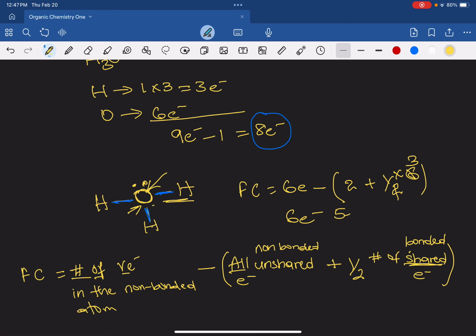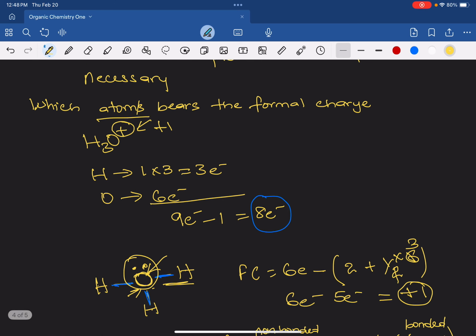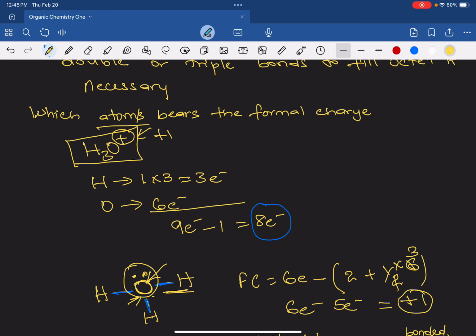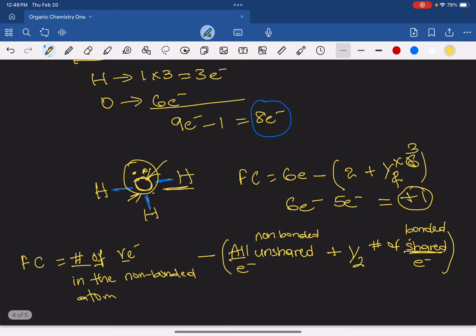6 electrons minus 5 electrons is equal to plus 1, which is the formal charge on your oxygen, which is why your formula is H3O plus. This plus is on the oxygen. I'll explain to you in a second. You can go ahead for your own practice and calculate the formal charge on the hydrogen. You're going to get 0.